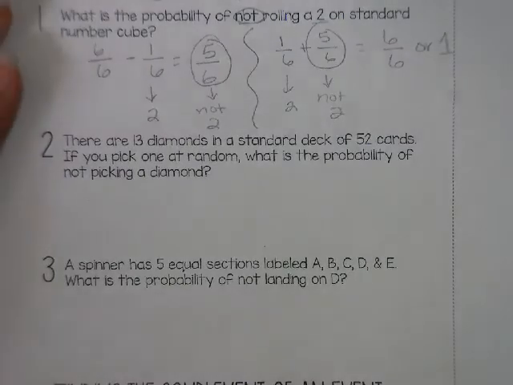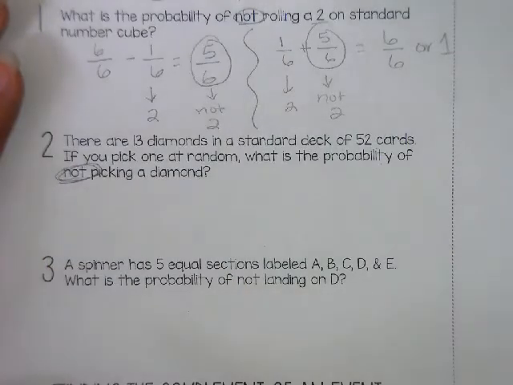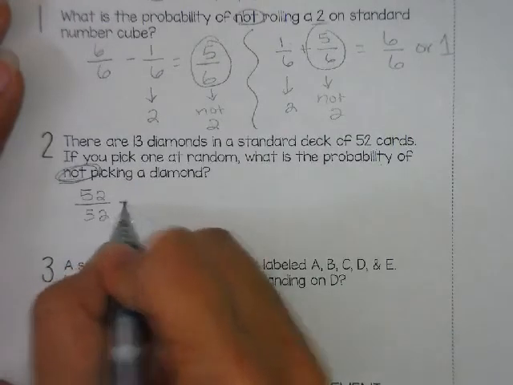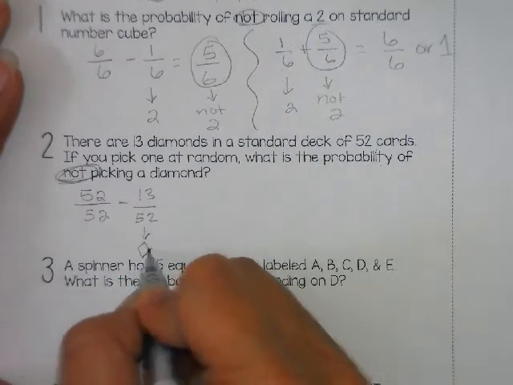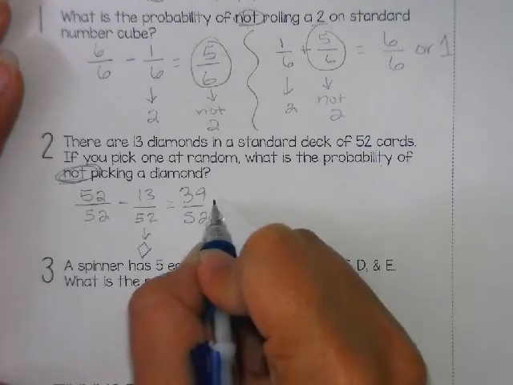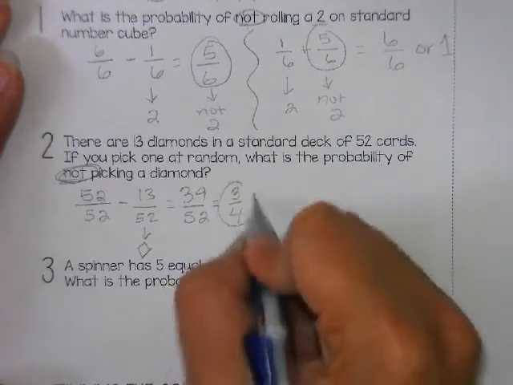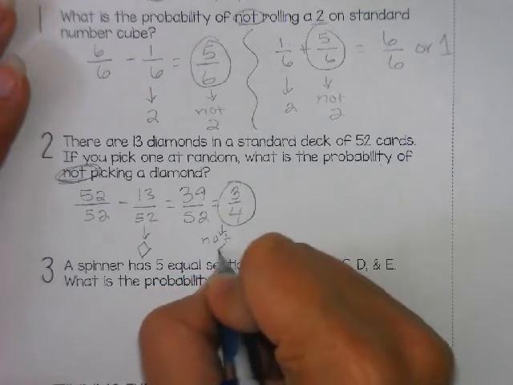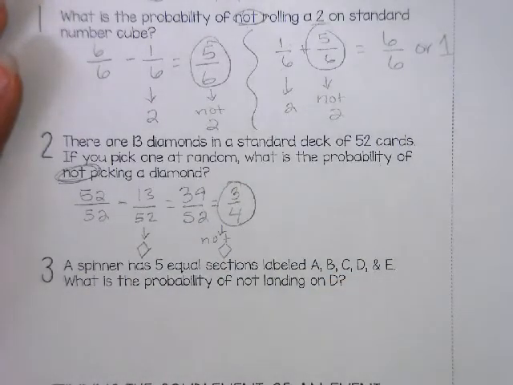If there are 13 diamonds in a deck, standard is 52, you pick one at random. What is the probability of not a diamond? Again, you could say a whole, 52 over 52, minus what we want, 13 over 52. This is your diamonds. When I subtract those, I get 39 over 52, which does simplify by 13 to 3/4. So your complement is 3/4. This is your not a diamond, because there are 3 suits out of 4 total suits that are not diamonds.